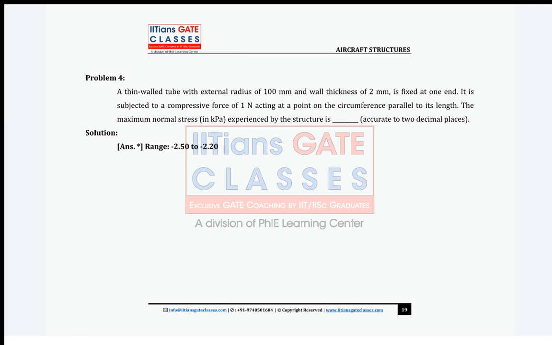Okay, so read the question, guys. A thin-walled tube with external radius of 100 mm and wall thickness of 2 mm is fixed at one end, and it is subjected to a compressive load of 1 Newton acting at a point on the circumference parallel to its length. The maximum normal stress experienced by the structure.